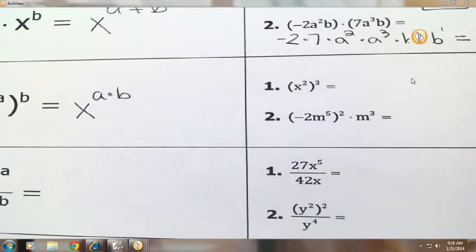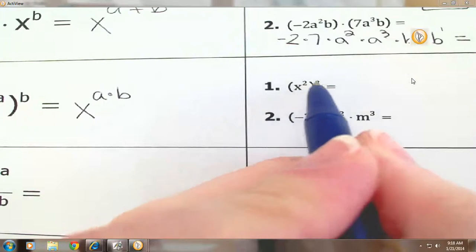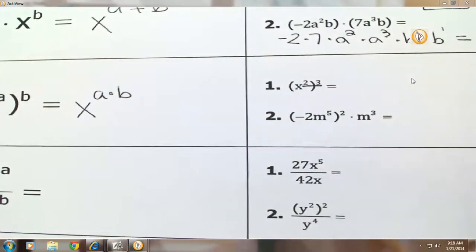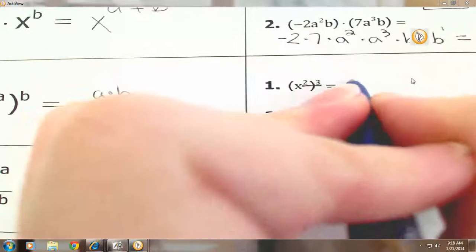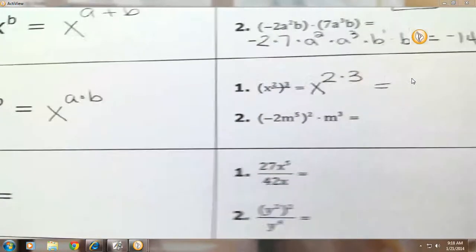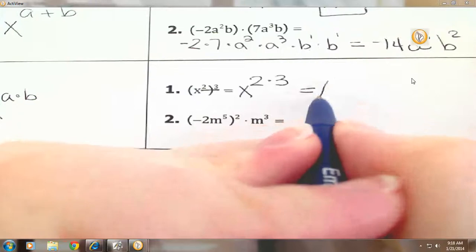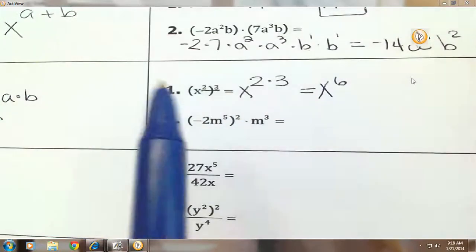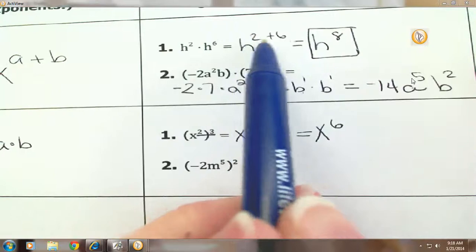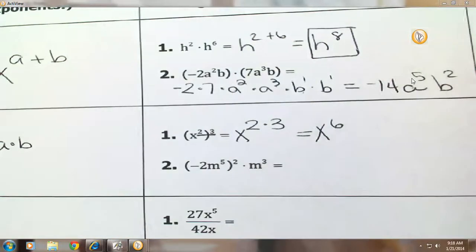So in the example number 1, we have x squared cubed. We want to simplify this. What do I do with those exponents in this case? Multiply. 2 times 3 is? 6. X to the 6th power. And again, somebody asked us a second ago, do we need to write 2 times 3? Or do we need to write 2 plus 6? No, if you can do that in your head, you don't need to.